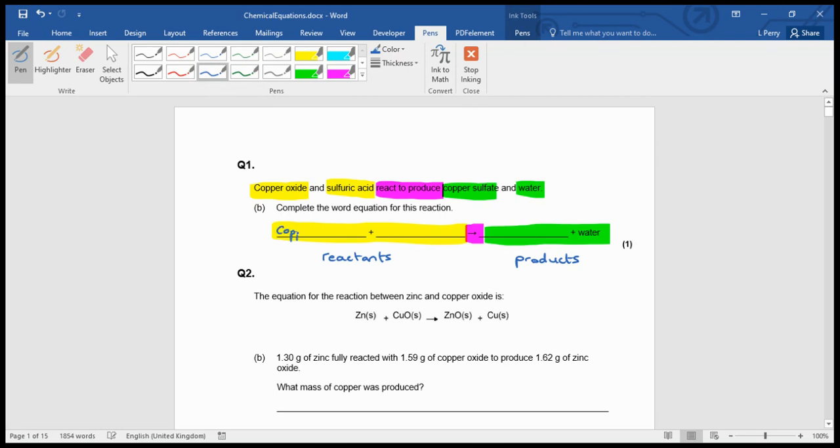So copper oxide and sulfuric acid reacts to produce copper sulfate, and water's already there. And that's 1 mark for copying those things onto the correct lines. It wouldn't matter if I swapped copper oxide and sulfuric acid to each other's lines, but they must be on the left of the equation because they are my reactants.